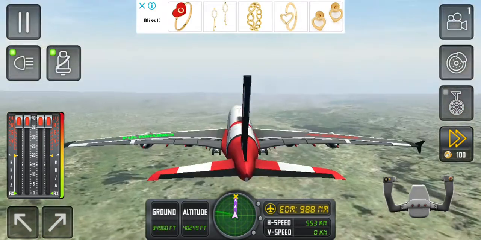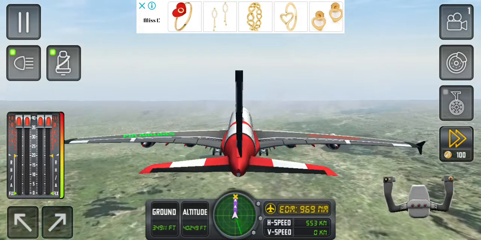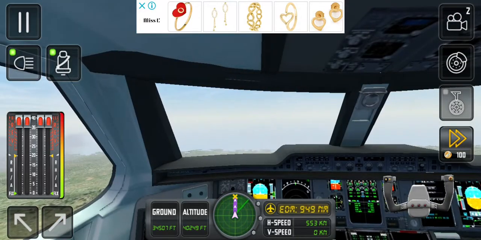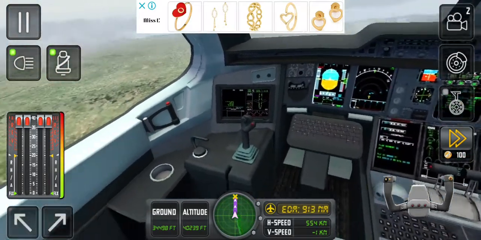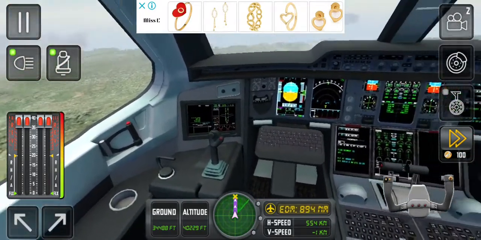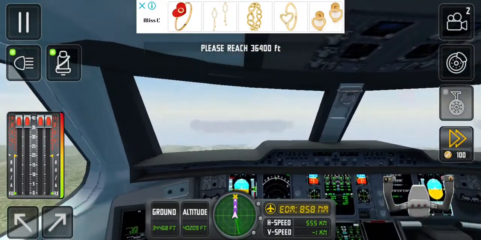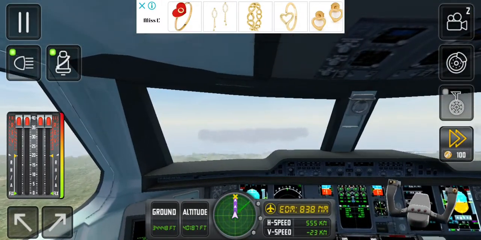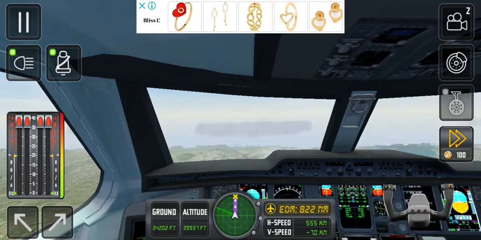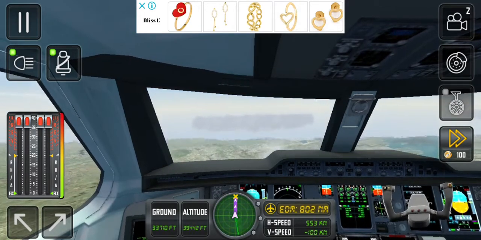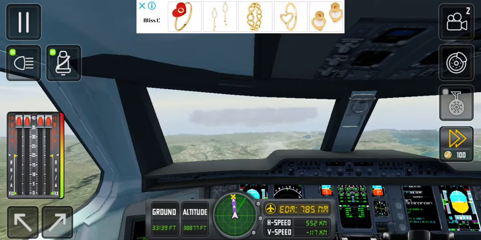Delta Alpha, contact right Bravo and Mike to ground point, and have a good day. Right Bravo, ground point 9, 7 4. This is Tower Pakistan International A380, please maintain your flight altitude 36,400. This is Pakistan International A380, roger that sir.